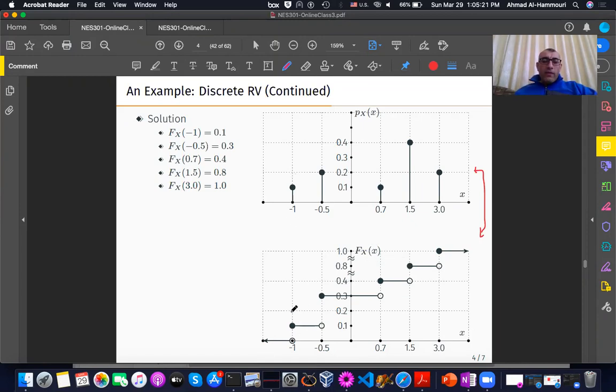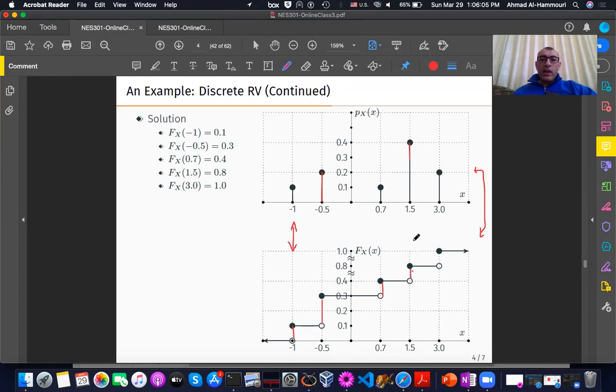See, I have stairs exactly at the same points where I have spikes. I have a stair here because I have a spike here. I have a step here because I have a spike here. And it goes the other way around: I have a spike here because I have a step here. So wherever you have spikes in the PMF, you are going to have steps in the CDF.